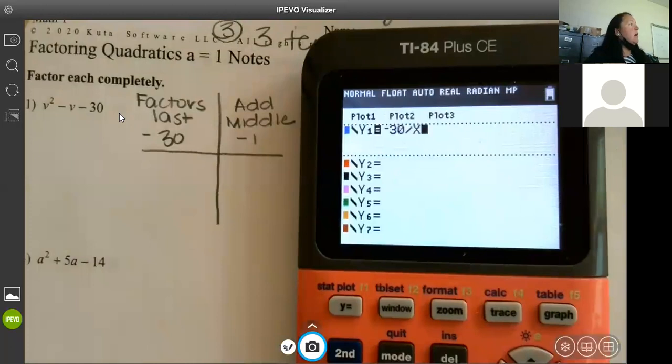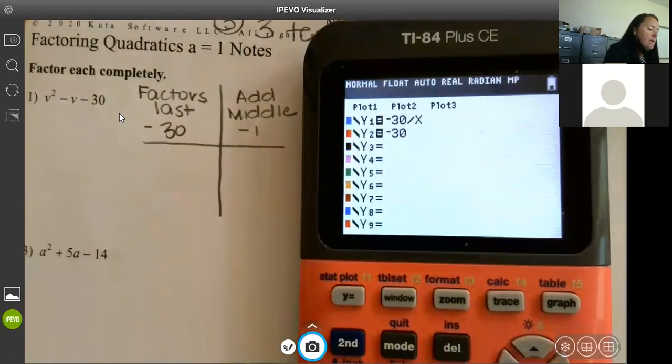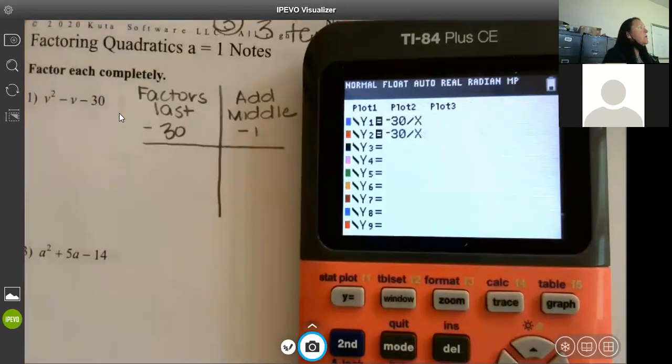You guys were doing that for the last couple of days, right? So the new thing is we're going to put the same thing in y2, but we're going to add plus x. We're going to add plus x. So if you can do that right there, you can do today's homework. That's it. Does everybody understand that?